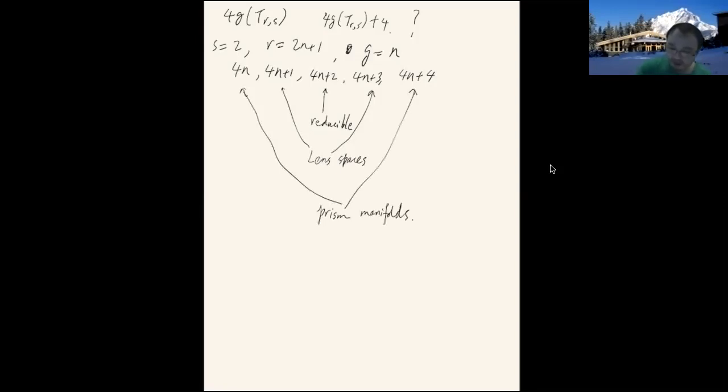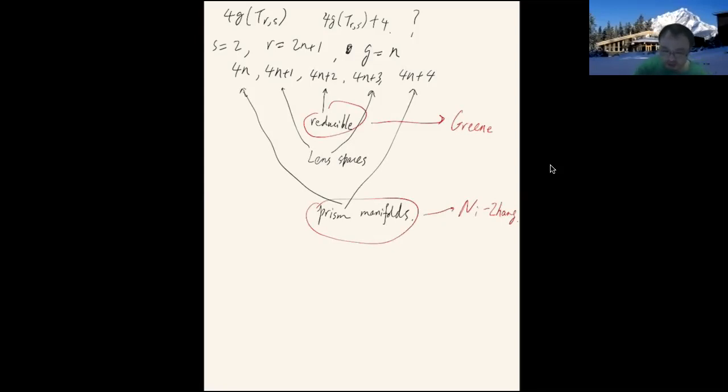But I think the case of L-spaces was already proved by Greene. So he already proved that 4n+2 are characterizing for these knots. And for prism manifolds, that was proved by me and Xinru Zhang. We proved for these two slopes, they are characterizing.